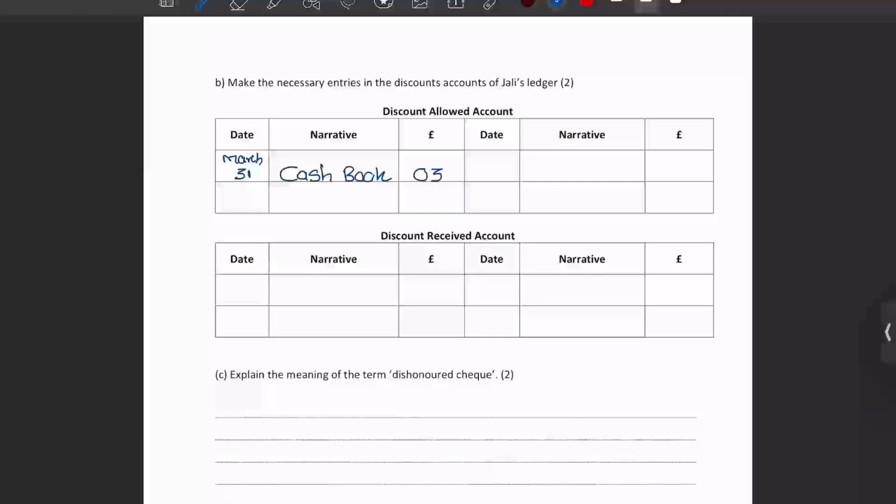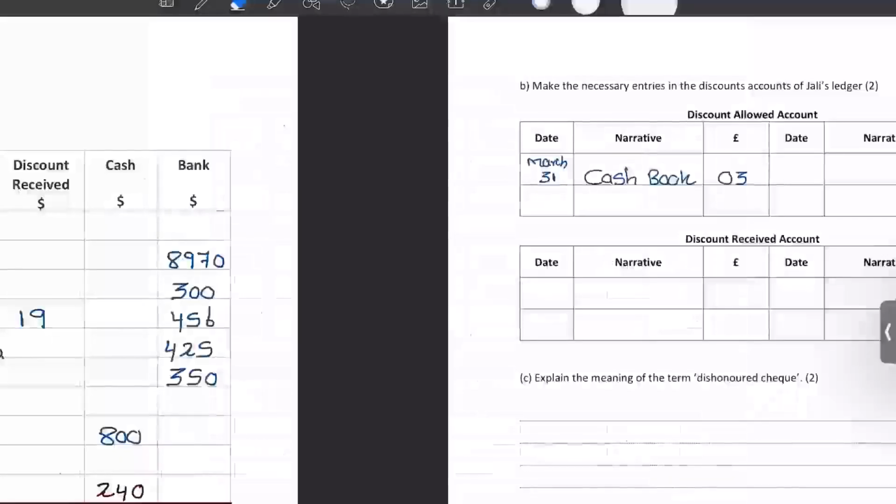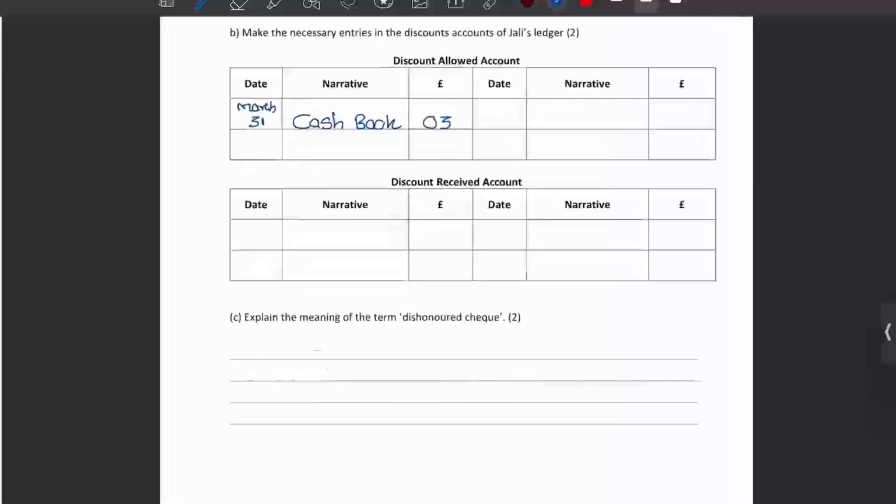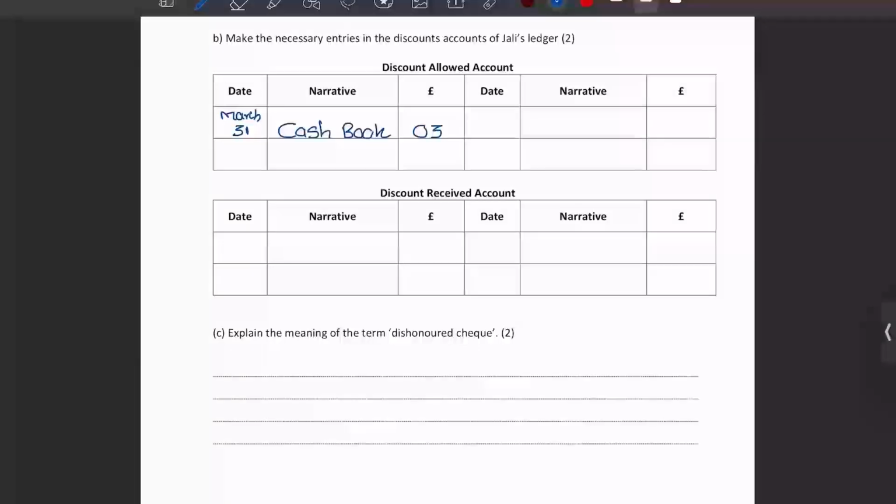Okay. Simple, guys. I'm sure you can do discount received. How much is the total for discount received? Look at discount received total 19. Discount received is an income. Because it's an income, you need to put it on which side? Credit side. 19 will be taken to the credit side. From where are you getting this figure? Cash book. And the date will be March 31st.